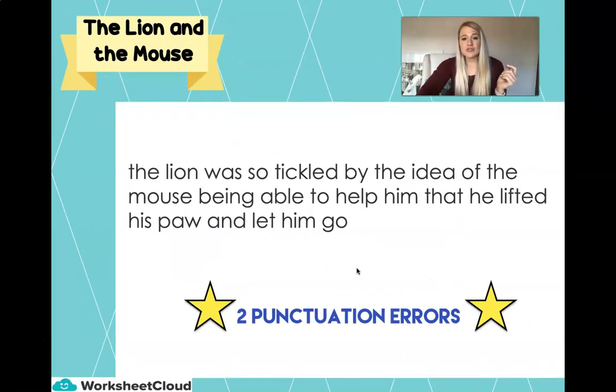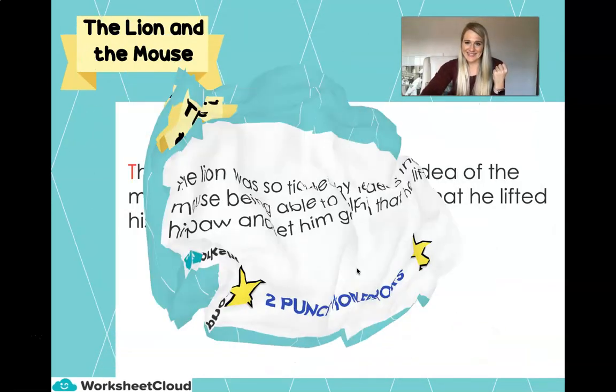Paragraph number 3. So this one is relatively easy. There are only 2 punctuation errors, and I am going to read it. The lion was so tickled by the idea of the mouse being able to help him that he lifted his paw and let him go. Right. So what would your very simple 2 punctuation errors be? I'm going to reveal in 3, 2, 1, and now.